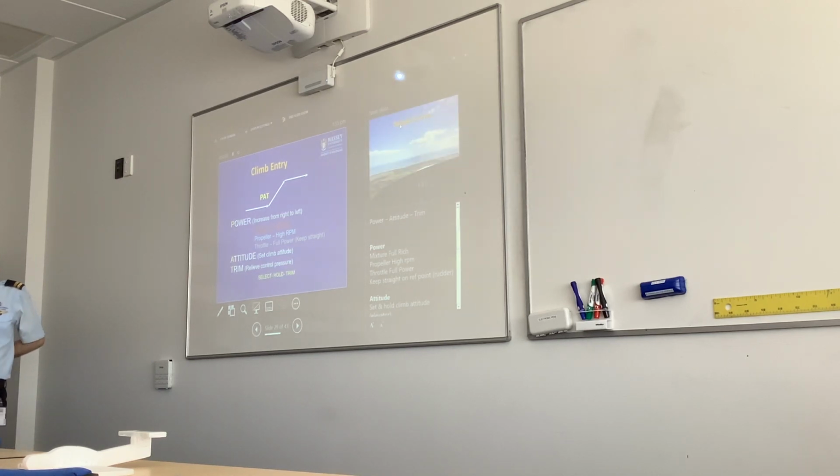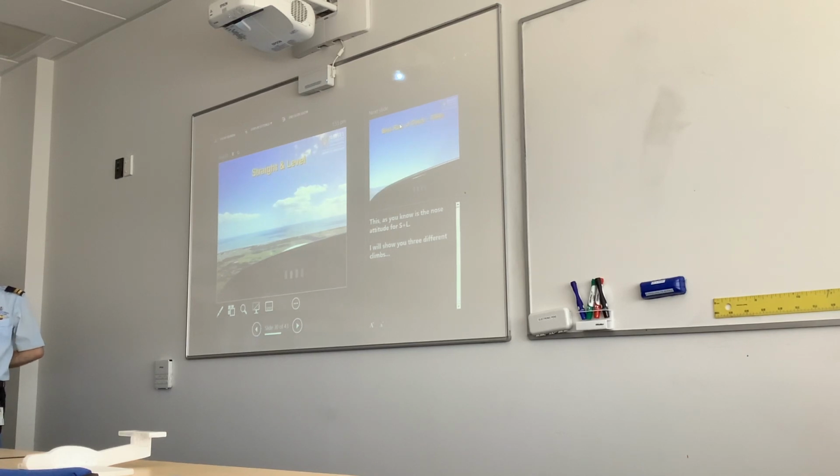So we're now successfully established in the climb, having selected the attitude and held it, and we trimmed the aeroplane to remove all the stick forces. So here's just a recap on what the attitude looks like for straight and level flight, and let's compare that now with what the attitudes may look like for the different types of climb we do.